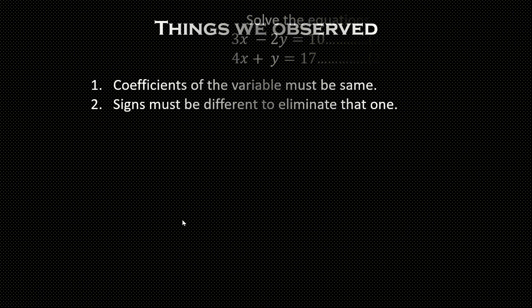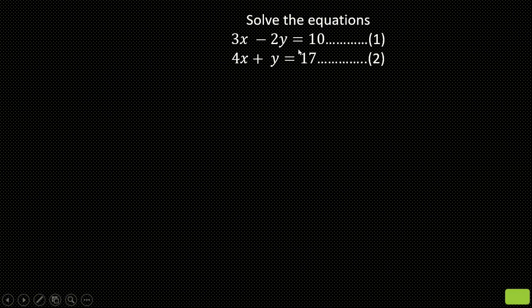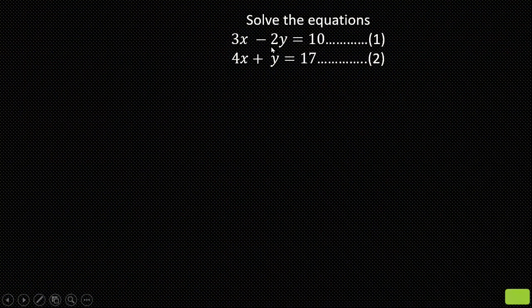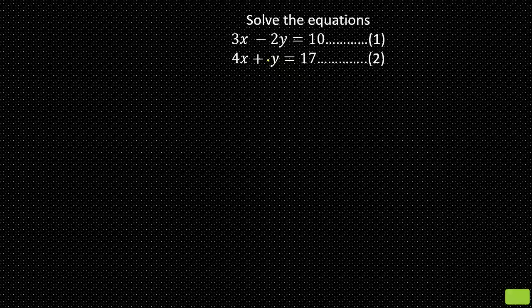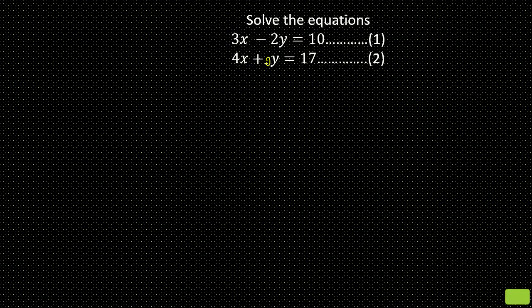Now, in this example, we are finding y has different signs. Variable y has different signs, but the coefficients are not same. Here in the first equation, the coefficient is 2, but in the second equation, the coefficient is not 2. So how to make the coefficient same? How to create 2 here? It is not simply created. How to create 2 here?